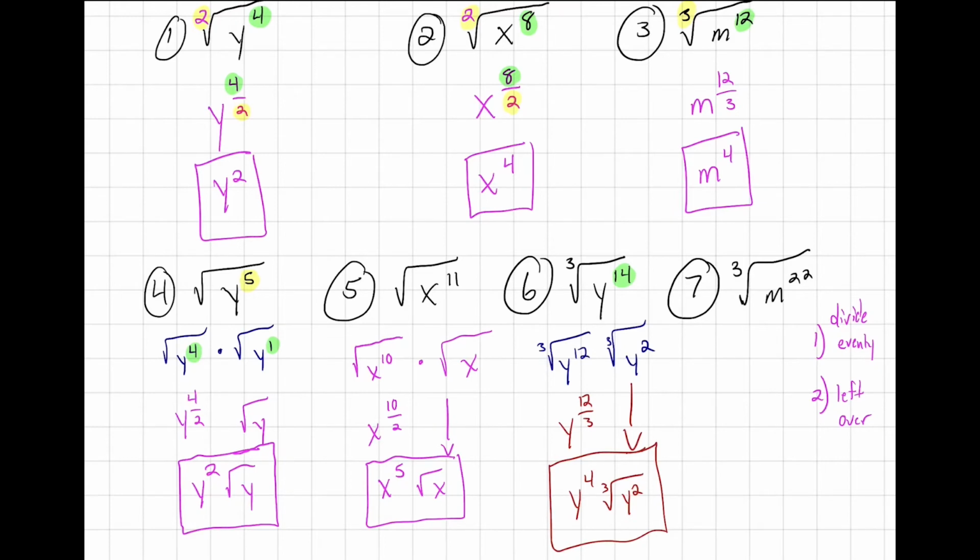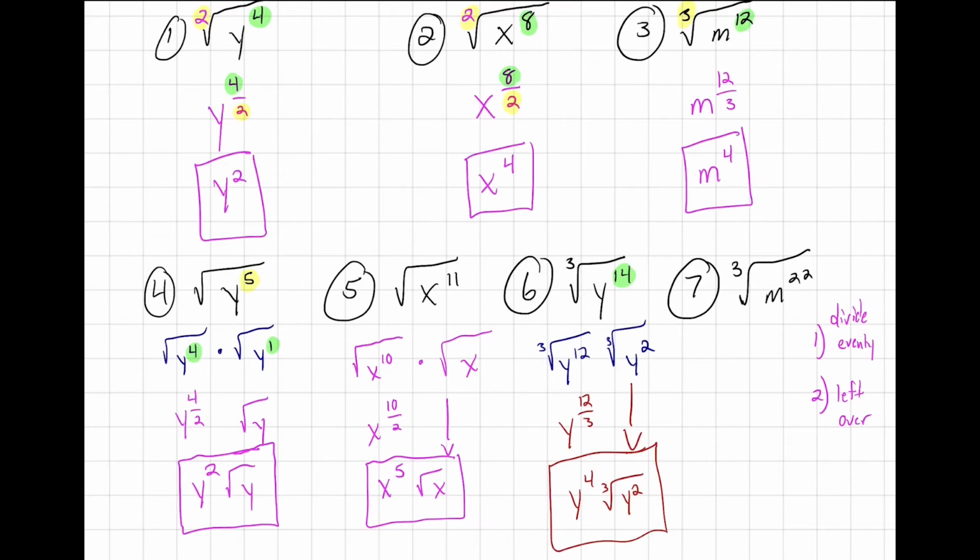So, as we've broken down y to the 14th, we broke it down into y to the 12th, because I know 12 can be divided by 3 evenly, and then the leftover piece, which is y squared. I simplified the radical to 12 over 3, and 12 divided by 3 is 4, and then the y squared just stays the same. All right, so now we're going on to the last example here for number 7.